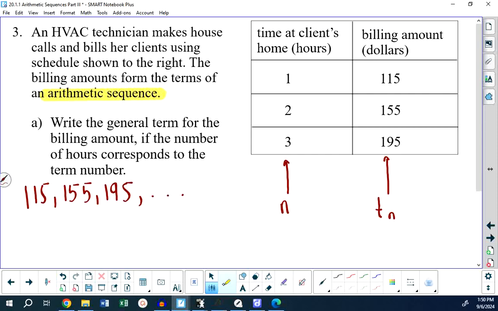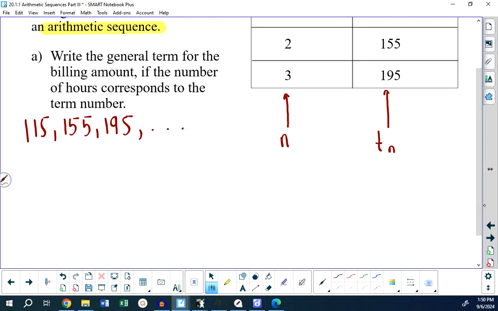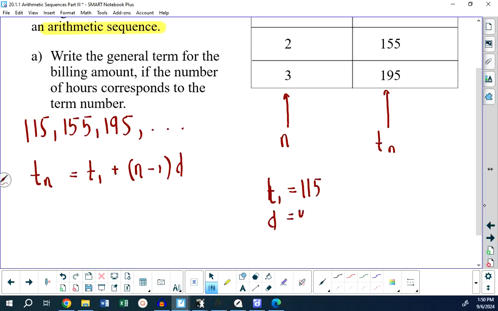And this is a problem you could have solved yesterday. Right? It's asking you to find a general term. Well, this is your formula. So we put in, what did we say here? The first term, well, look at the list of numbers. The first term is 115. The common difference is 40. Put those numbers in. So Tn equals 115 plus n minus 1 times 40.